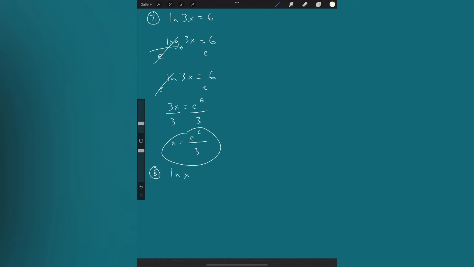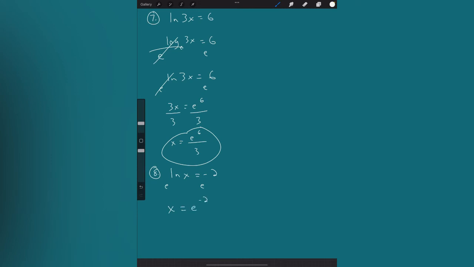Okay? Number 8: ln of x is equal to negative 2. I could rewrite this as e to the power of ln of x equals e to the power of negative 2. Okay, so I could write this as x equals e to the power of negative 2.